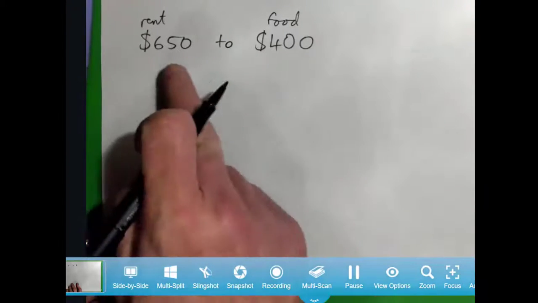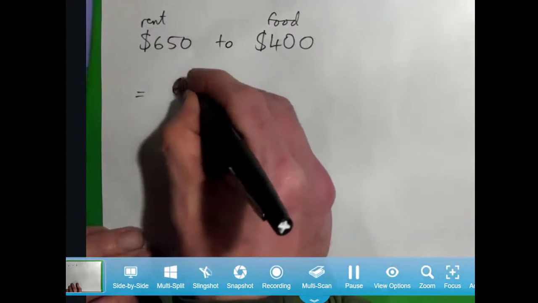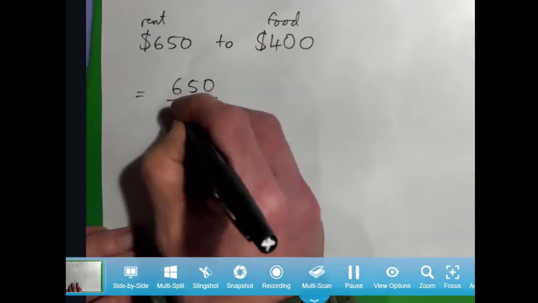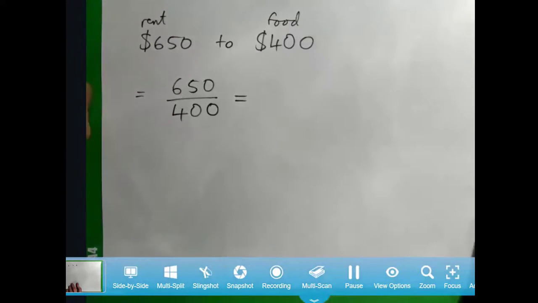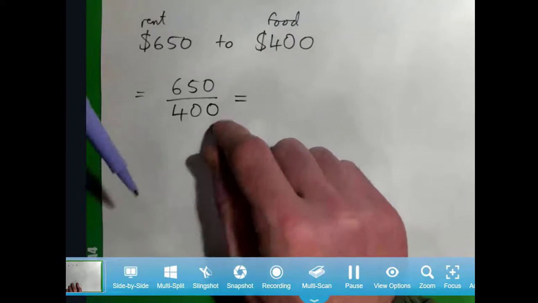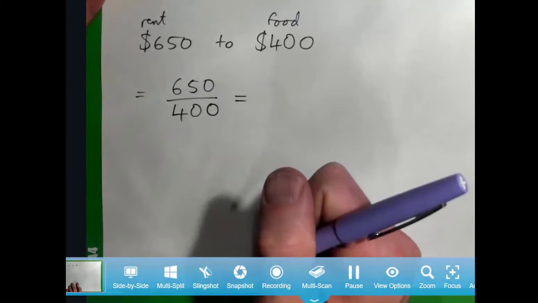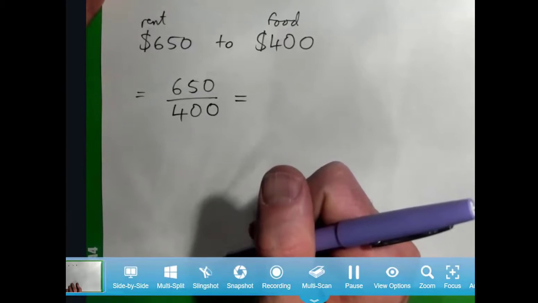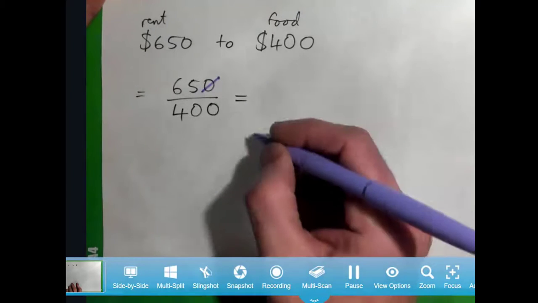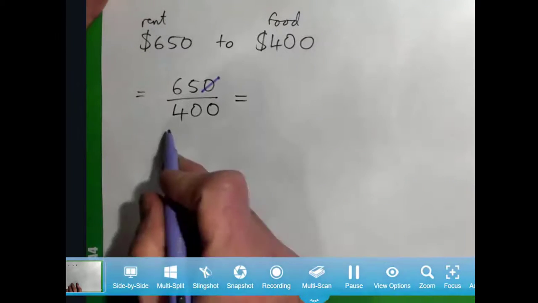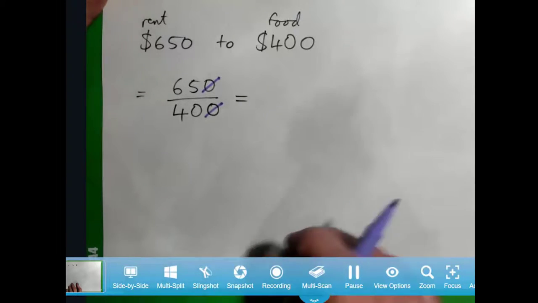Right. Rent to food is 650 to 400. So that can be written as 650 over 400, right? Okay. So let's simplify this. Now I want you to divide the top and bottom by 10 in a very easy way. What's 650 divided by 10? 65 and 40. Yeah, 65, exactly. So cross off a 0. Divide this by 10, cross off a 0. Okay with that? Yes. Okay, good.